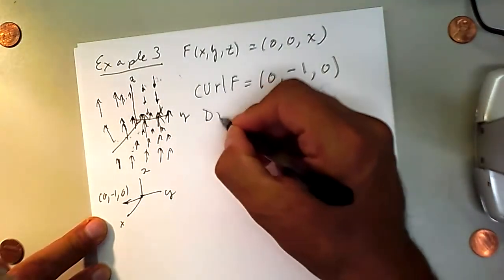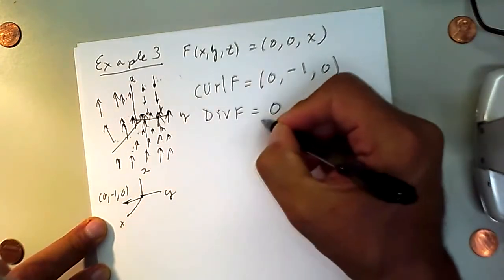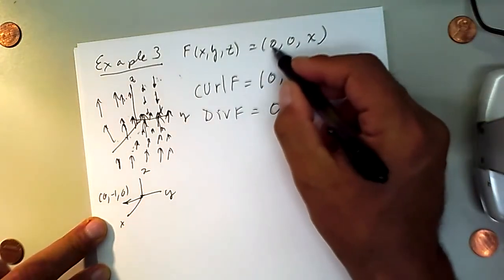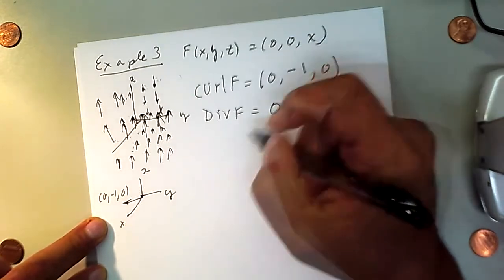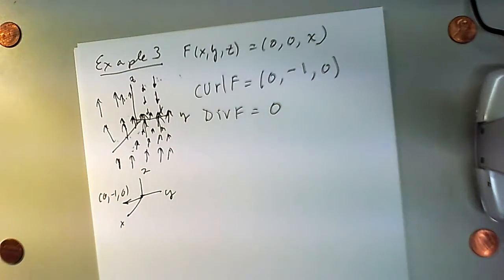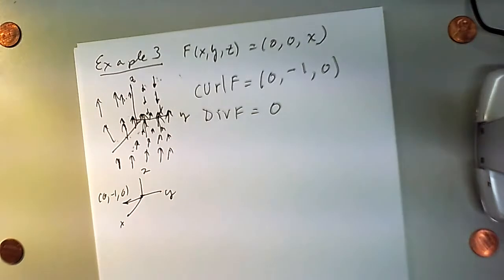The divergence, on the other hand, of this F is 0, 0, 0. The derivative of this with respect to z is 0. So that is interesting. We have a divergence of 0, but we have a curl that is not 0.